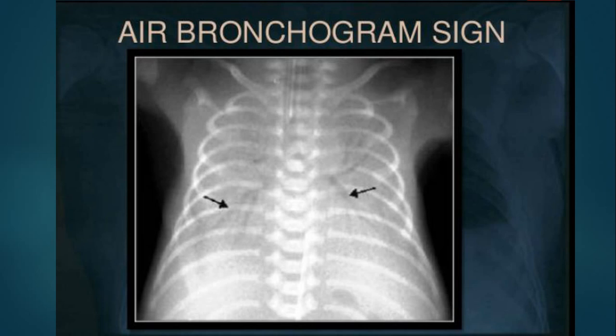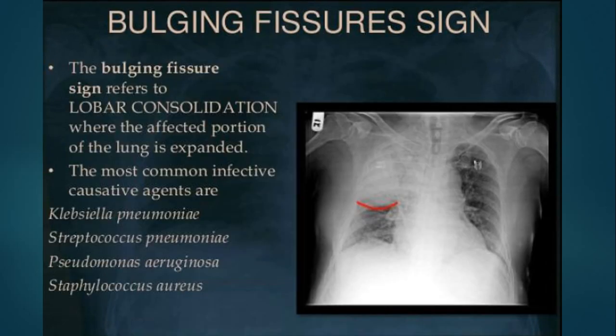So now there is something called the bulging fissure sign. What does that mean? It means when you have a consolidation, we said there should be no volume loss. Consolidation means no volume loss. The volume is preserved, or the lobe might increase in size, not loss of volume, increased volume. So the affected part of the lung will be bulging.